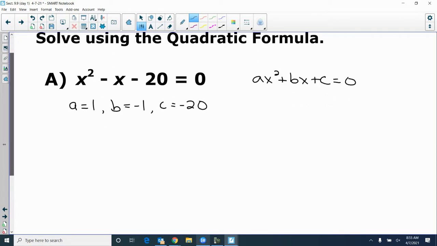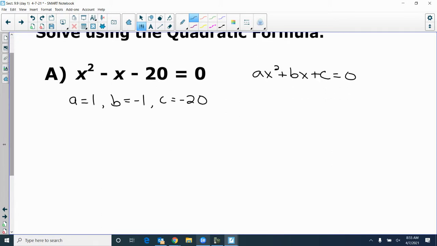Now to get the answer, we take the formula. You're going to need to write the formula down to learn it. You need to know this for the quiz. So here's how you learn it: you write it down. Every time you write it down, it sticks in your memory. So x equals negative b plus or minus the square root of b squared minus 4ac, all over 2a.